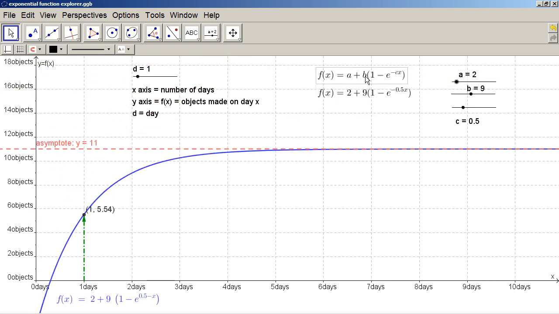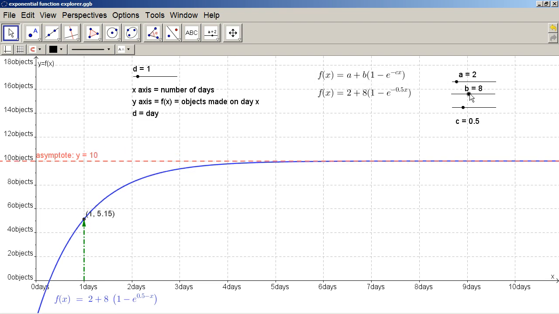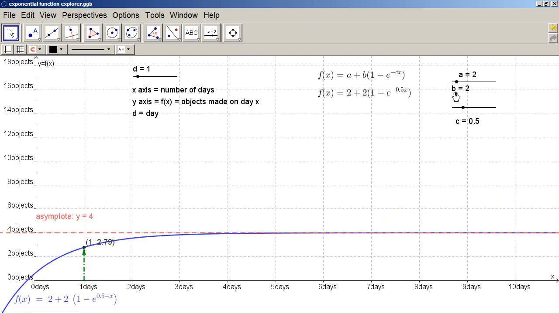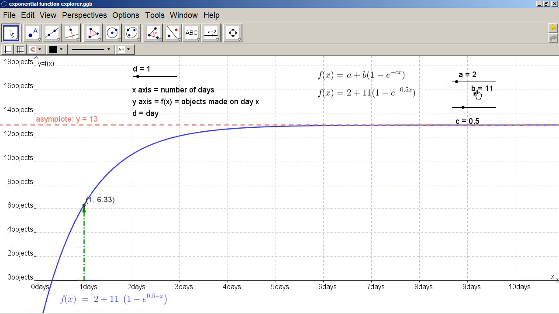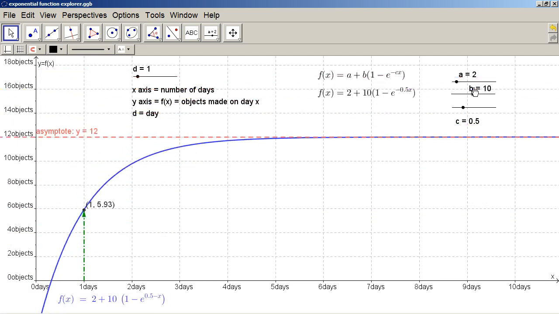Let's see what happens when we change the variable b and hold everything else constant. Let's move that down. Again, our lower bound is lowered. If we raise it, the upper bound is raised. I hope you note at this point that the asymptote, the limit of this function as the days go on and on and on, which represents the upper limit of how many a person can make in a day, is equal to a plus b.